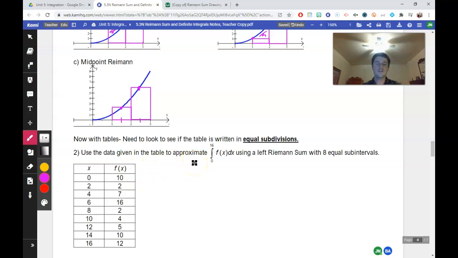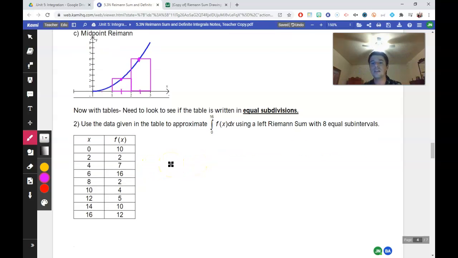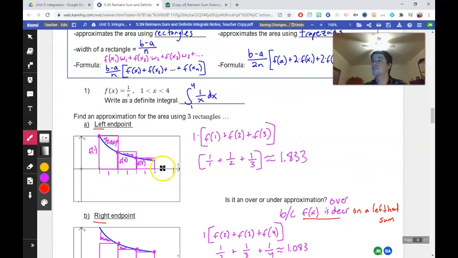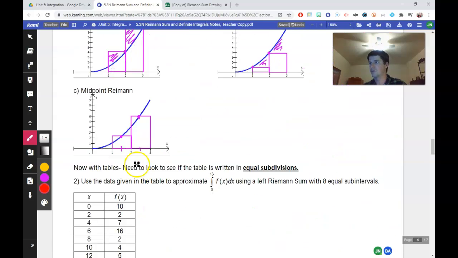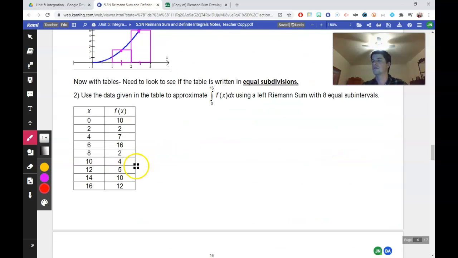So if I give you just a table, though, you need to look and see, first of all, if the table is written in equal subdivisions, because that is going to affect which of these two formulas you can use, okay? The top one will be needed if you don't have equal subdivisions, and the bottom one will be used if you actually have equal subdivisions. So let's come on down here and check if it's equal subdivisions.